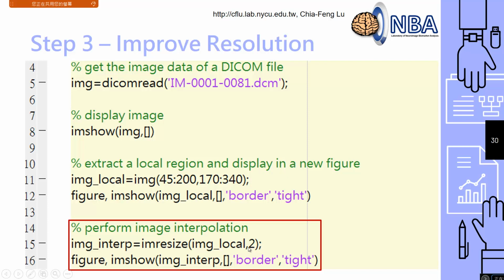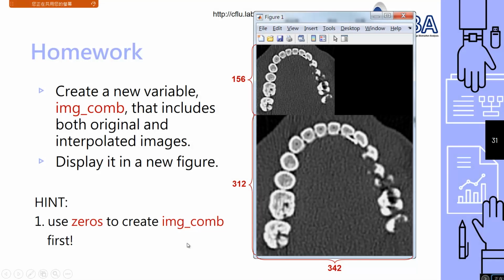Of course, you can try. You can try to key in 3, 4, 5, and 6. Maybe you can try, and you can observe what will happen, okay? Finally, I use another figure to display this interpolated image. Okay. So you can try it later, but I just want to show you the homework right now.